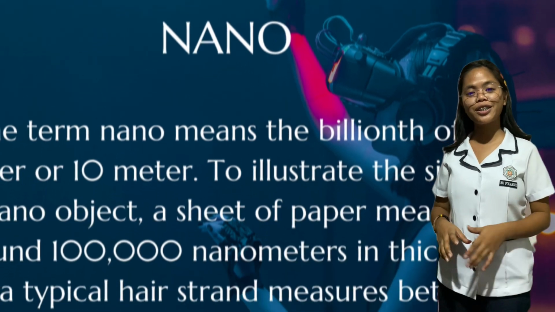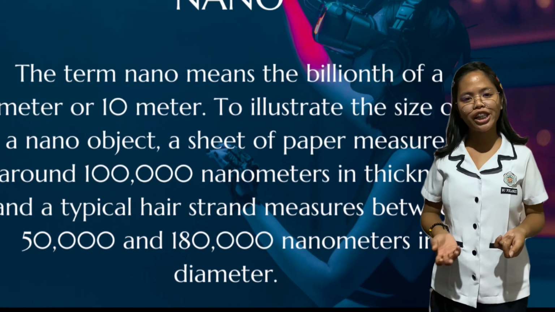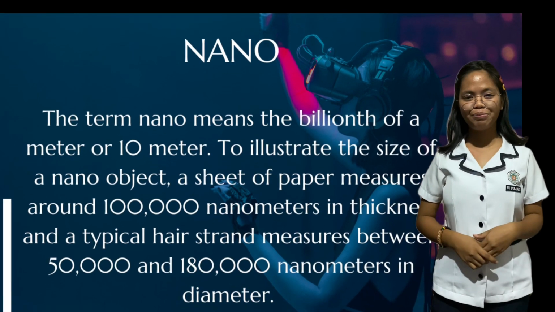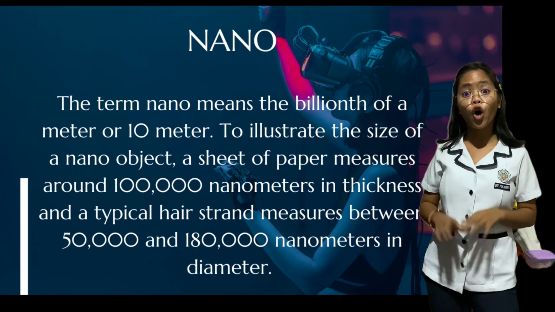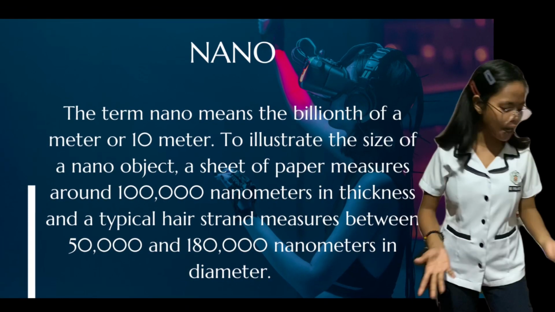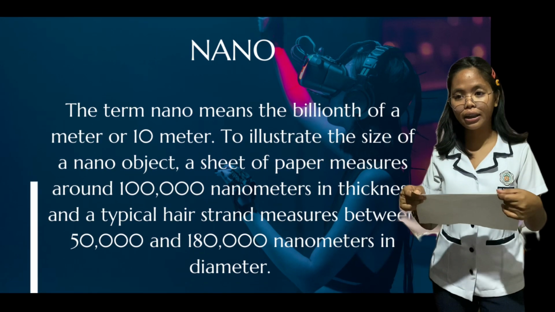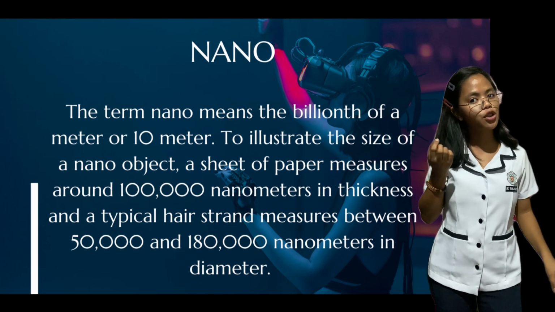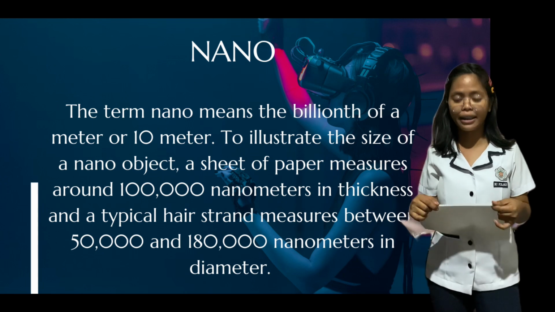I hope you learned something in the video presented. So, do you imagine how small and thin nano is? Let's find out. Nano. The term nano means the billionth of a meter, or 10 to the minus 9 meters. To illustrate the size of a nano object, for example, a sheet of paper measures around 100,000 nanometers in thickness, and a typical hair strand measures between 50,000 and 180,000 nanometers in diameter.